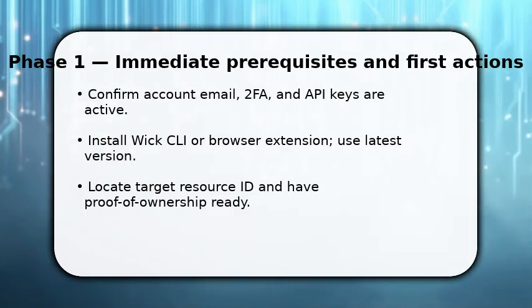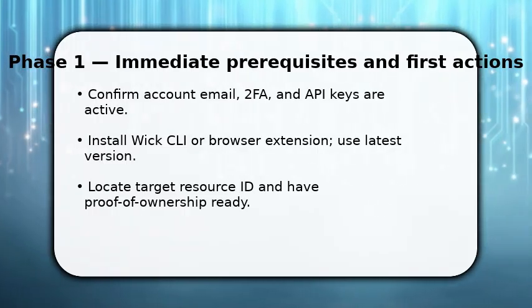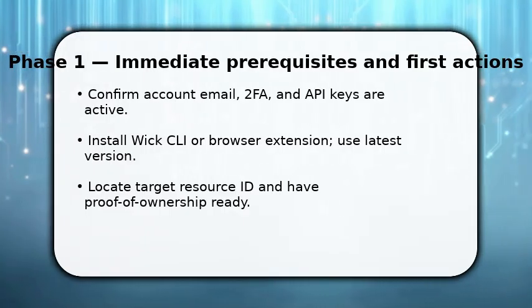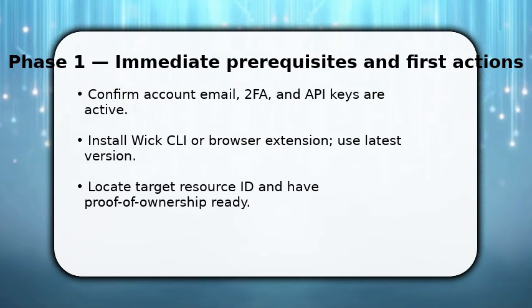Then, locate the target resource ID and assemble proof of ownership documents so you can submit them quickly. This first phase minimizes interruptions later. It also establishes the secure context Wick needs to perform verification efficiently.